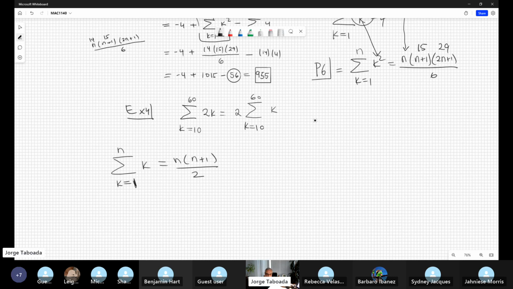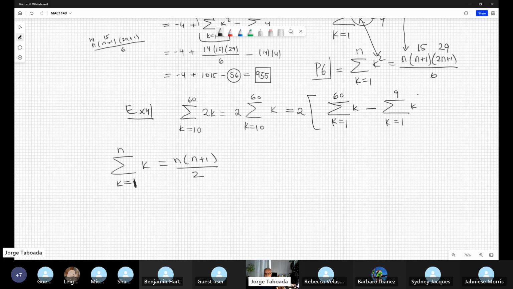Because I propose one idea. I propose the following idea. These two I just copy. Equal to, now you separate this summation that actually goes from 10 to 60. I separate it into summations. One summation can start in one, because I need one here, because my formula is starting at one. So one summation can go from 1 to 60 of the same k, and you subtract another summation that goes from 1 to 9.